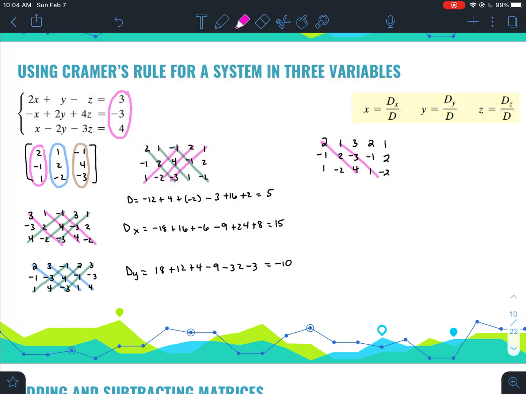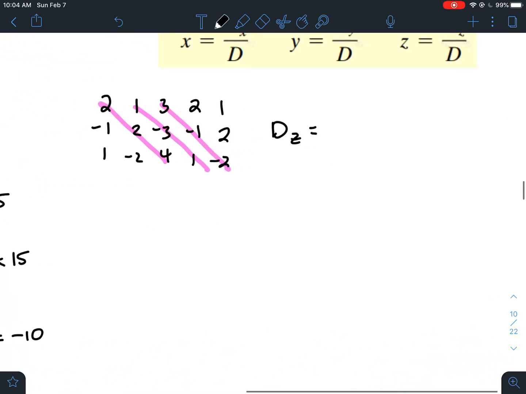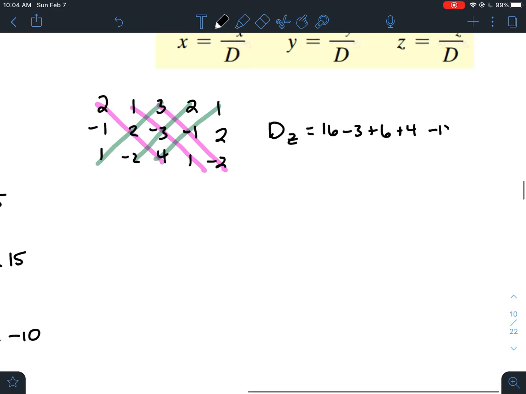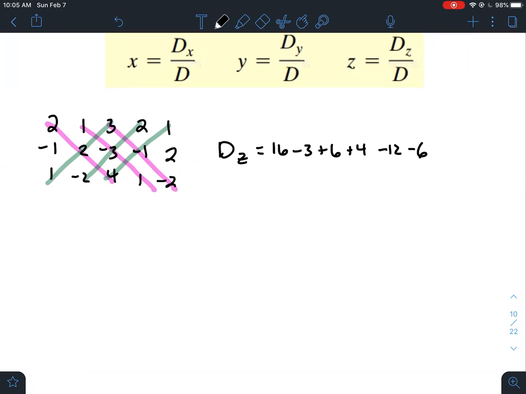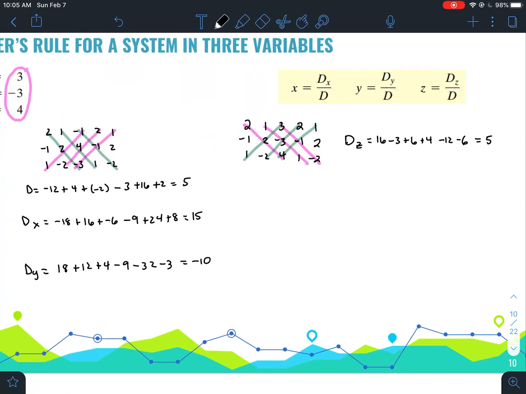So multiply across those diagonals. And I would get dz equals 2 times 2 times 4 would be 16. And then we would get -3, and then we would get +6. And then multiply across the diagonals going in the other direction. And this time you subtract. So it would become +4, and then -12, and then -6. And so dz would be 5. All right, so now you have all of your determinants.